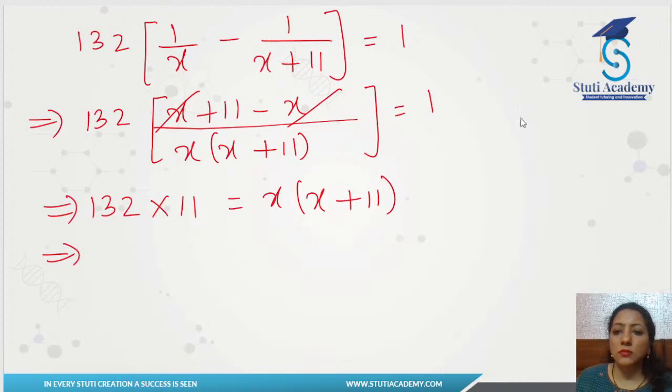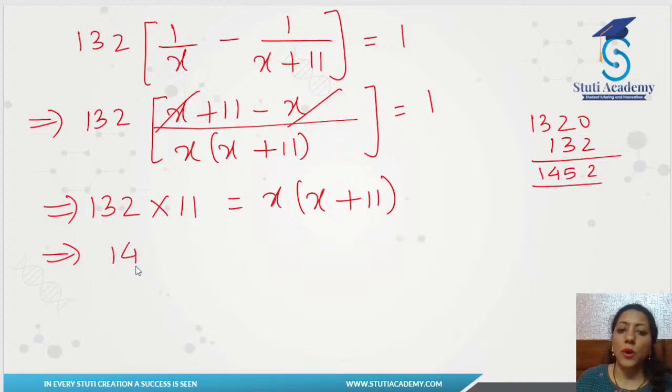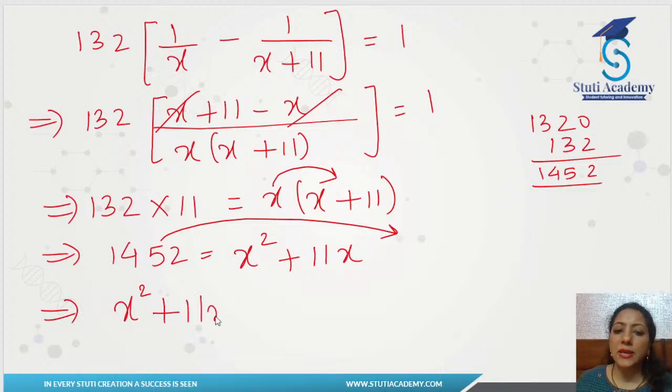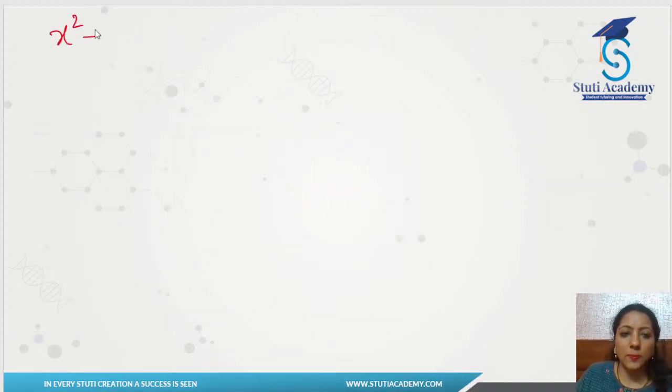132 into 11. Let us solve this. 132 into 11 will give us 1452. And x we are going to take inside the bracket. We will get x square plus 11x. Now this we are going to take on the right hand side and we will get x square plus 11x minus 1452 is equal to 0. We'll just write it down again. X square plus 11x minus 1452 is equal to 0.